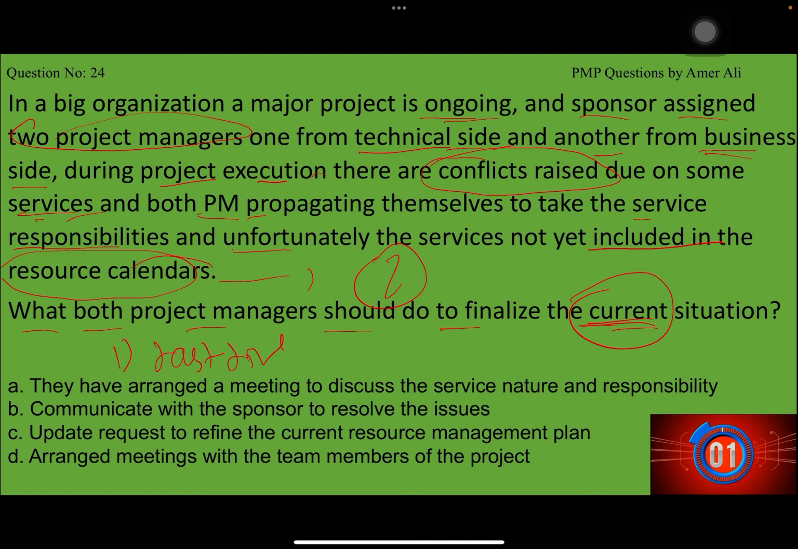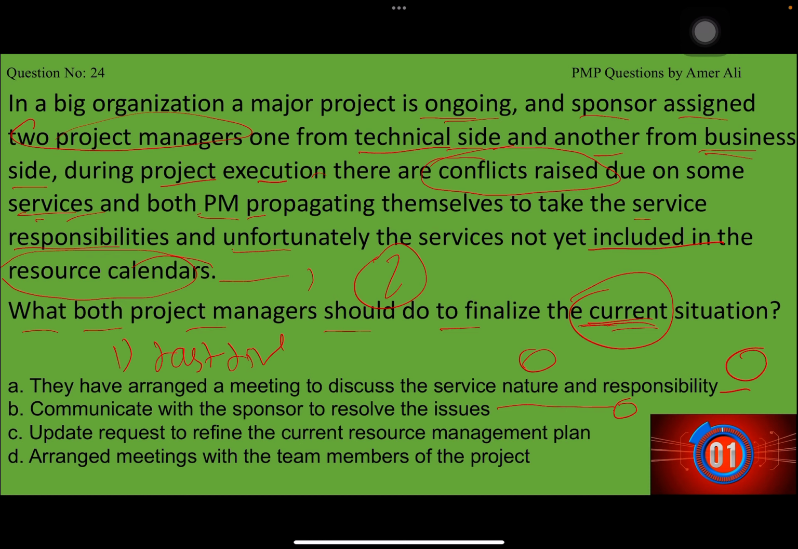To finalize this, they have arranged a meeting to discuss the service nature and responsibility. Yes, this can be the answer, but the elimination technique demands that unless you have a justification, you will not go towards that. We'll move forward. Communicate with the sponsor to resolve the issue. Yes, we can do that, but first this comes, then this comes. I'm going to hold this one also, not going to eliminate it.